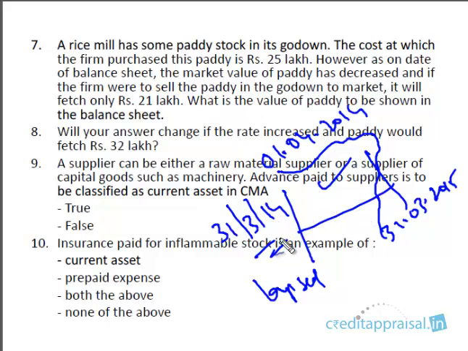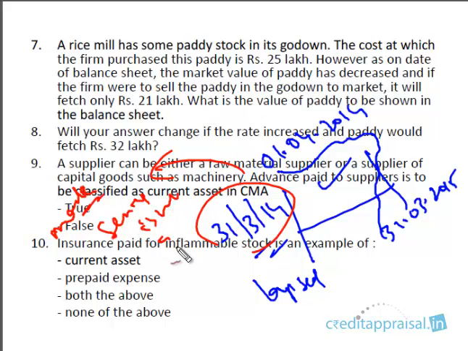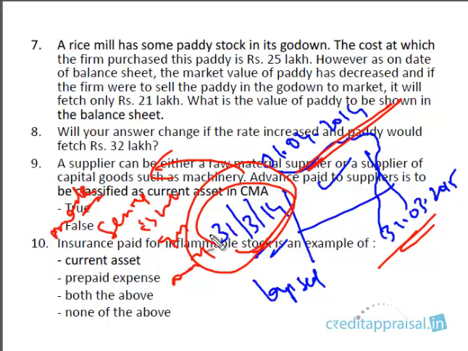Please note that the payment is already made because you have renewed the policy as on this day. The payment is made, but the service is not yet availed. When are you going to avail the service? In the next year, from 1/4/2014 to 31/3/2015. So as on this balance sheet date, the payment is made but the service is not yet availed.